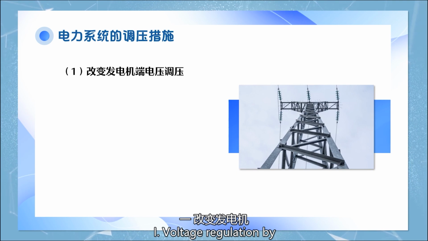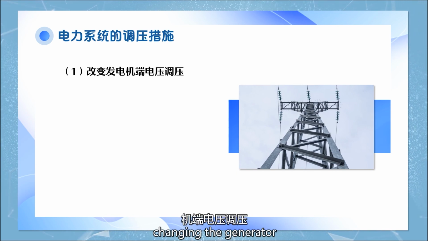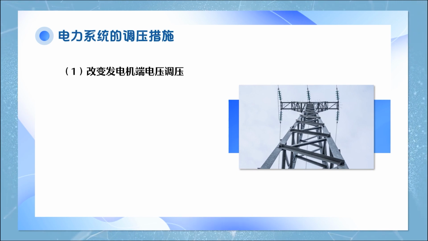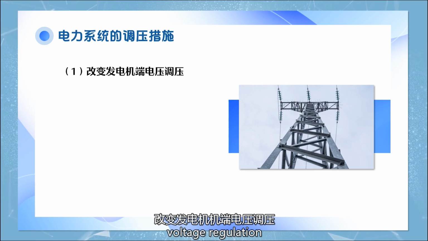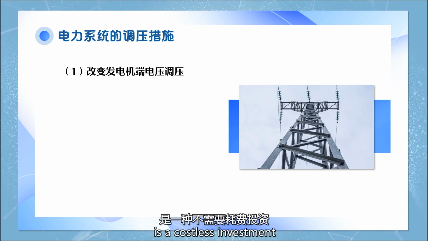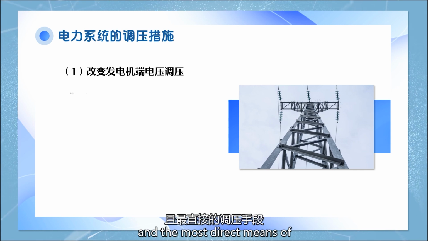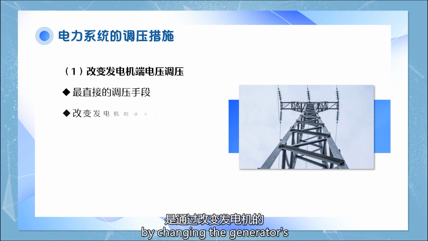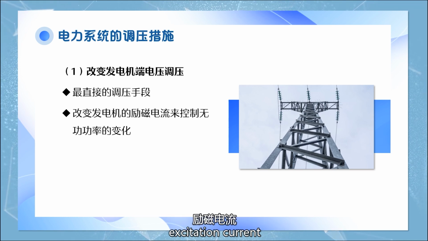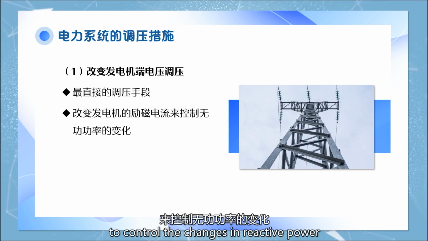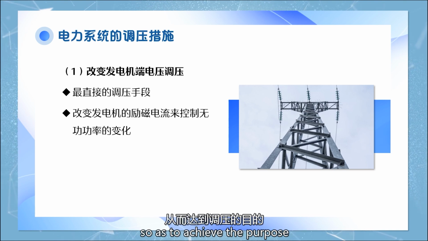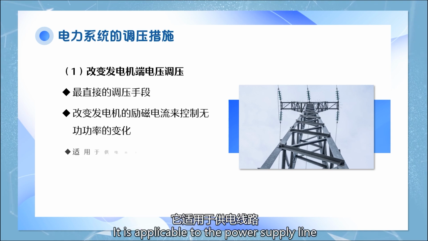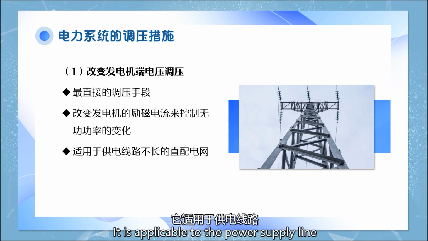1. Voltage regulation by changing the generator terminal voltage. Changing the generator terminal voltage is a costless investment and the most direct means of regulating voltage. By changing the generator's excitation current, the changes in reactive power are controlled so as to achieve the purpose of regulating the voltage. It is applicable to the power supply line.